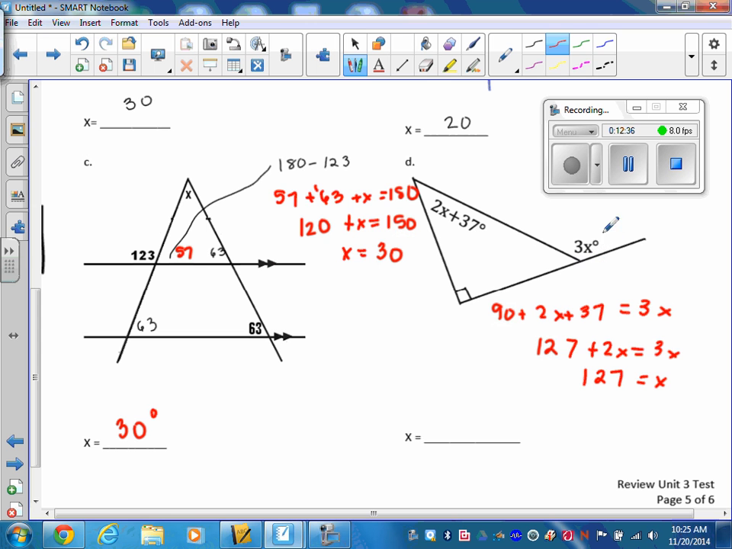And that really doesn't make sense logistically because 3 times 127 is way more than 180. So I had a problem with that one when we were practicing it before, but algebraically that's what that one looks like. So we're going to stop here.